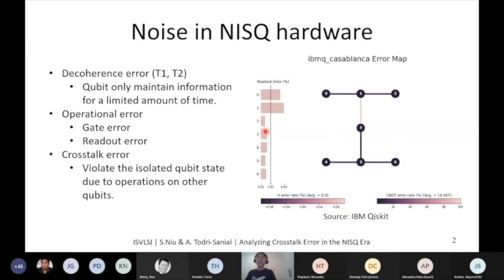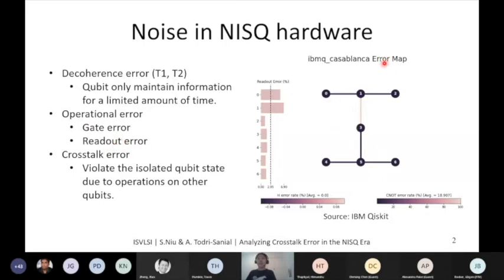Today's quantum computers are qualified as noisy intermediate-scale quantum hardware. This kind of hardware has three types of noises. The first one is decoherence error, which is due to the fragile nature of a qubit. It can only maintain information for a limited amount of time. The second one is operational error, including the gate error and readout error.